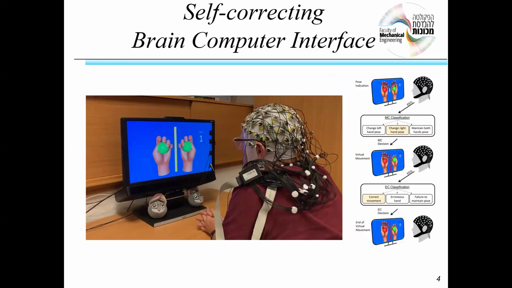In order to let the person know what he's supposed to do, and for us to know what the person is supposed to do, we have those two colored balls. If the ball turns red, the person has to open the hand. If it's green, it should close it.